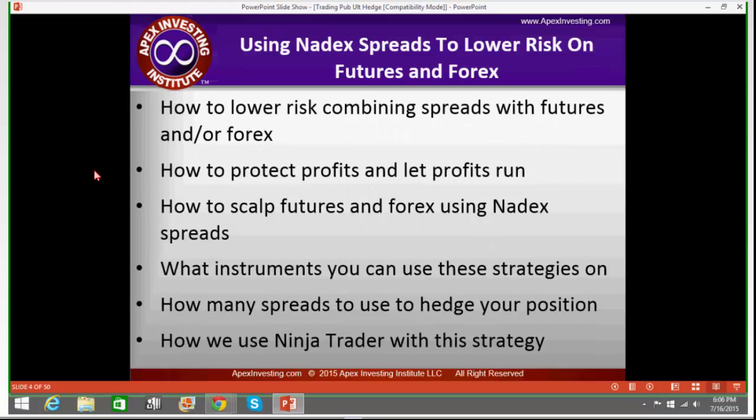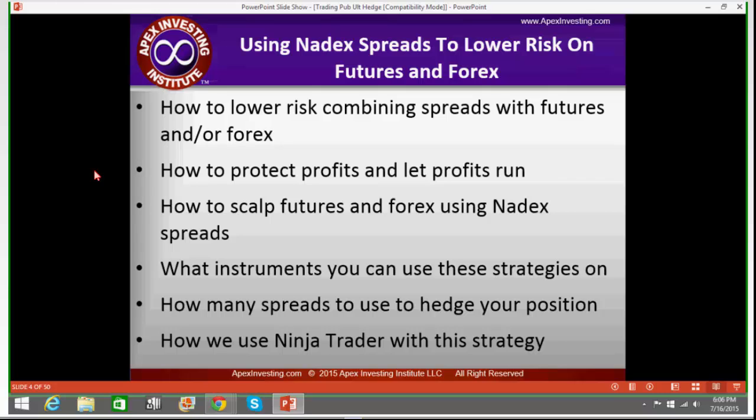How to lower risk combining Nadex spreads with futures and Forex, how to protect your profits and let your profits run, how to scalp futures. Some of you are scalpers, some of you are more long-term trend traders. You can use it either way, and I'm going to show you briefly how to do that.